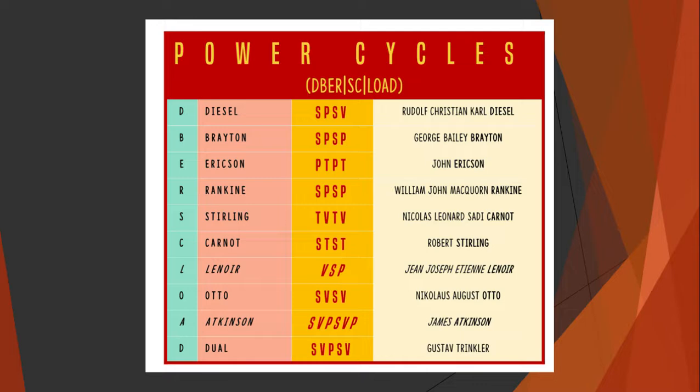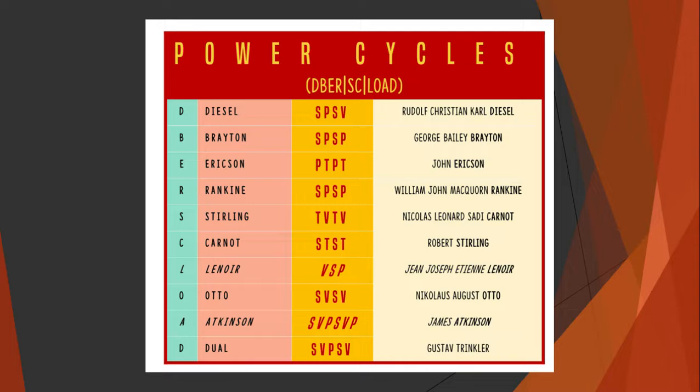Then, ganun din naman sa Rankine, SPSP. And ang kanyang inventor is si William John Macquorn Rankine. And sa Stirling naman is TVTV. Dito nagkamali lang ng inventor, nagkabaliktad yung kay Stirling sa yung kay Carnot. So, para sa Carnot cycle is STST. So, kay Nicolas Léonard Sadi Carnot yan.